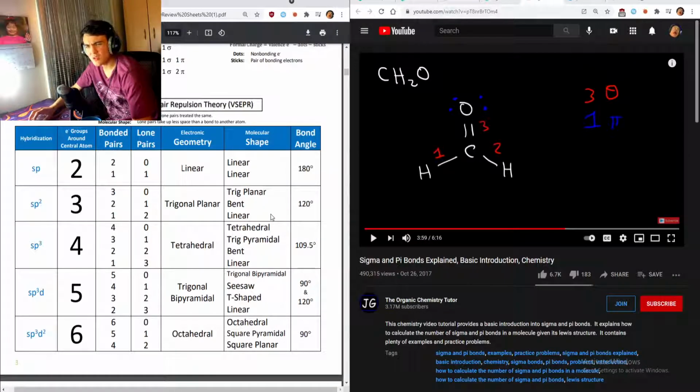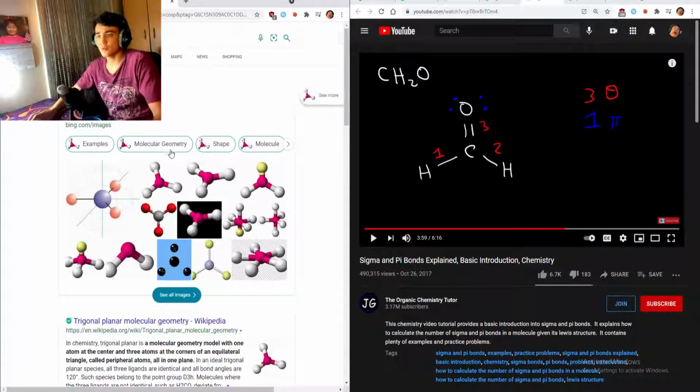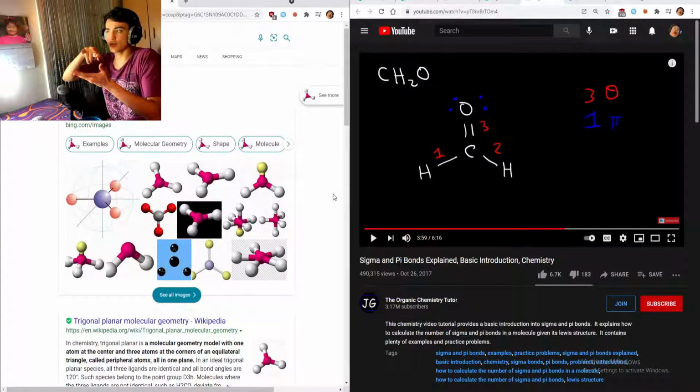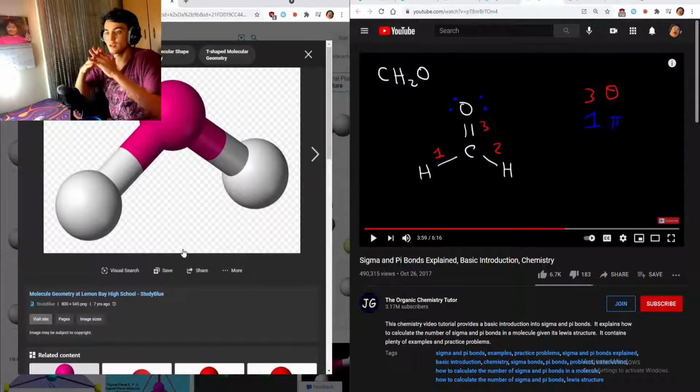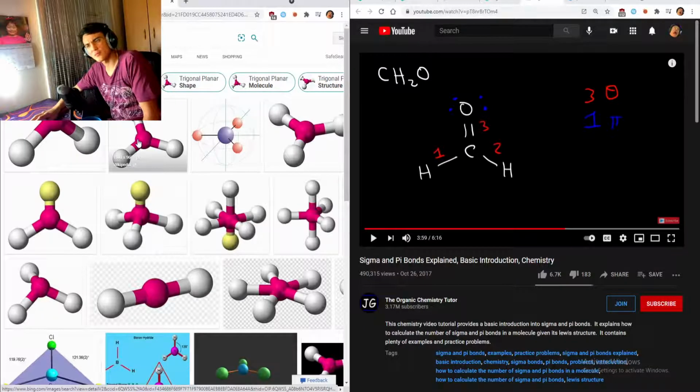How does that make any sense? Linear, trigonal planar. I love organic chemistry, it's so interesting. Oh, it's just trigonal planar. It's not pyramidal, it's planar. Planar means on the same plane. And it's linear. See how this one is bent? It's bent, not linear. This is linear. How is this linear? I'm so confused.